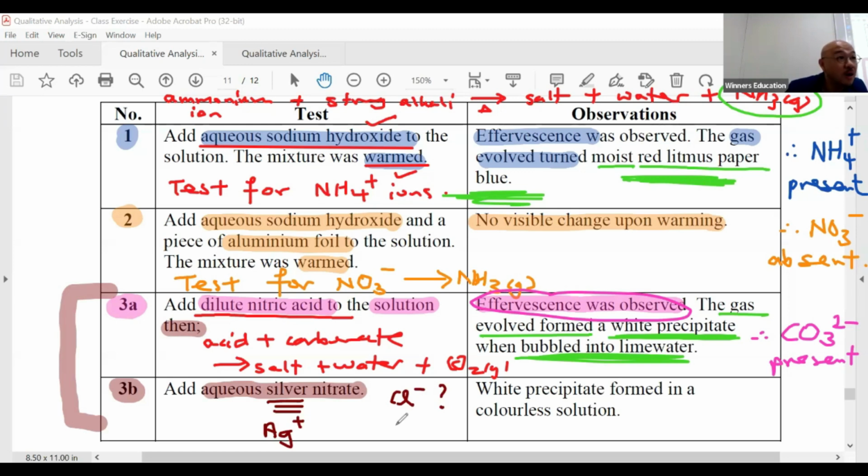Or iodide, or it's a precipitating agent. That's how we did a lot on this. Take a look at 3A and 3B. Why don't they start a new tube? They do 3A and then they continue with 3B.